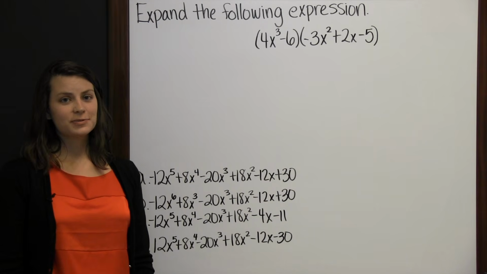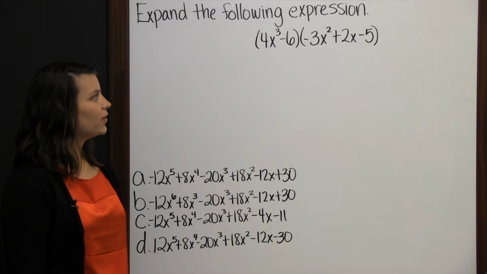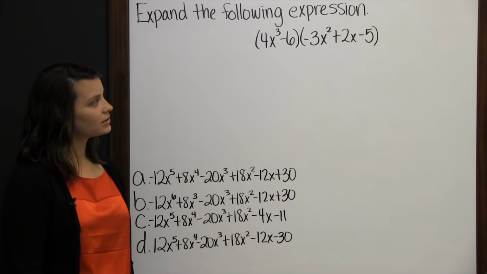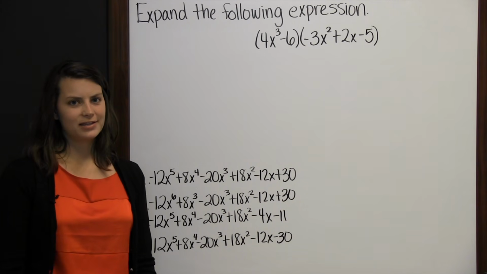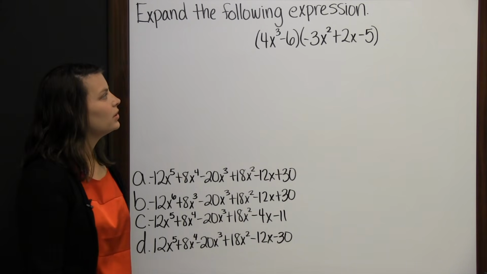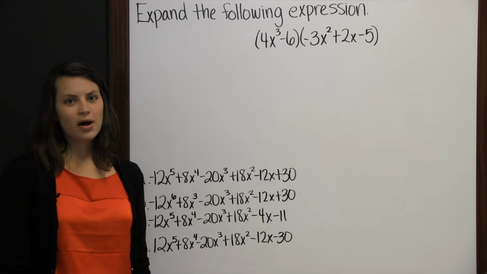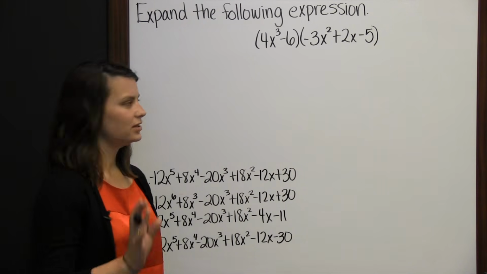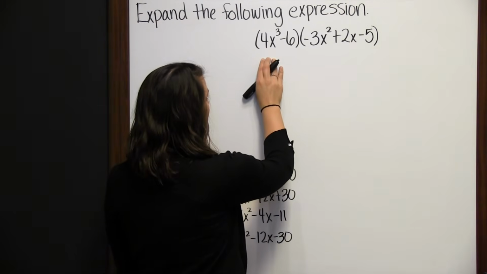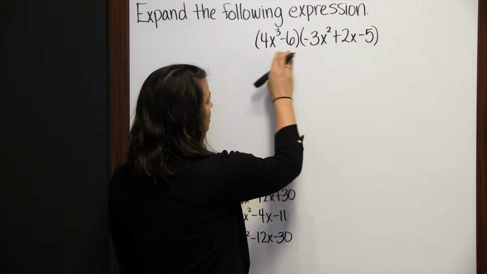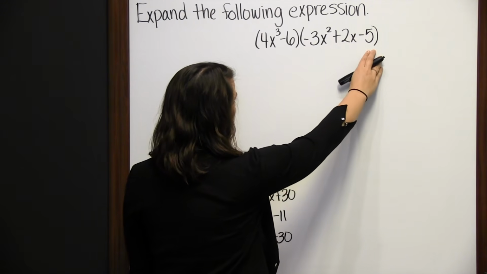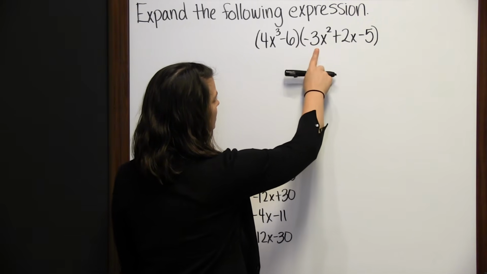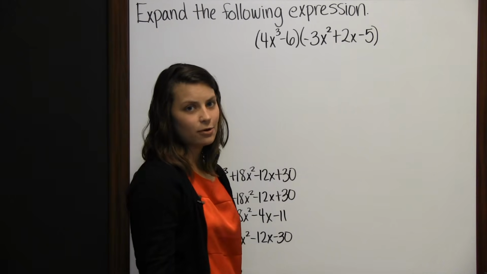Expand the following expression. The quantity 4x cubed minus 6 times the quantity negative 3x squared plus 2x minus 5. We need to multiply these two polynomials, and the best way to do that is to be very organized about it. First, I'm going to multiply 4x cubed times each one of these terms in my trinomial. Then I'm going to multiply negative 6 times each one of these terms in my trinomial.